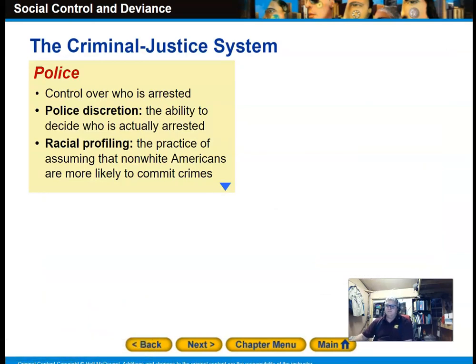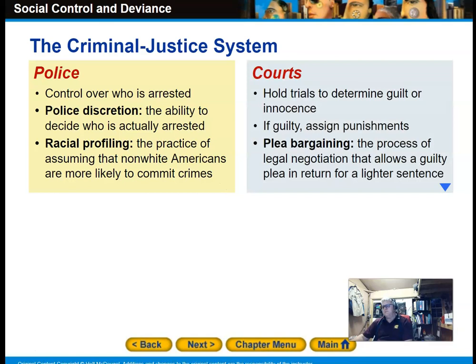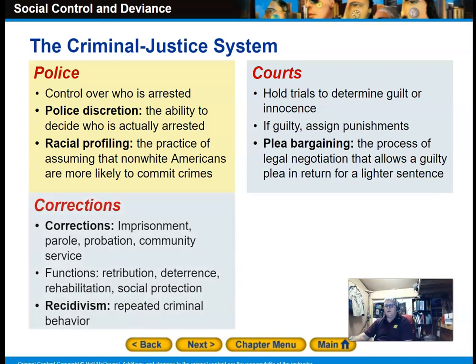The criminal justice system. Control over who is arrested is often left up to police discretion, the ability to decide who is actually arrested. Racial profiling is the practice of assuming that non-white Americans are more likely to commit crimes. Courts hold trials to determine the guilt or innocence of an individual. If guilty, they assign punishment. Plea bargaining is the process of legal negotiation that allows a guilty plea in return for a lighter sentence. The problem with plea bargaining is it often forces innocent people to plead guilty to a lesser crime rather than risk a long-term prison sentence for a crime that they may not be able to get out of.